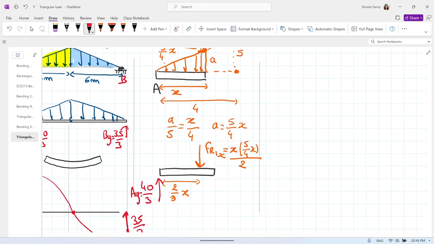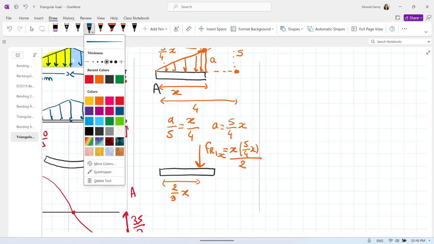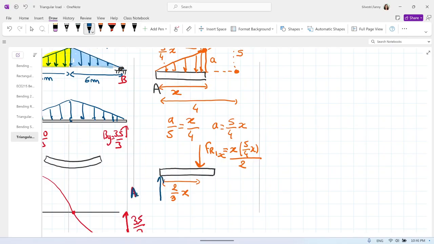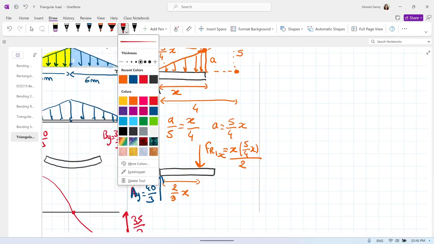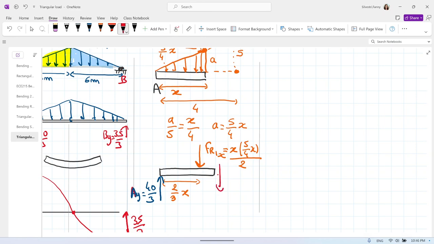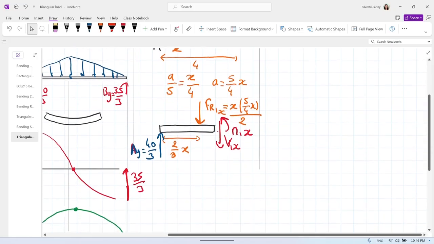Let me write the ay in blue, because I want to keep that line. I will draw that force in blue because we know that force. What we don't know is the internal forces. So we found that ay, this is the 40 divided by 3. We are on the right side of the beam, so V1x is down, M1x is positive, N1x is 0, there is no normal force there. Let's keep it a bit more simple.